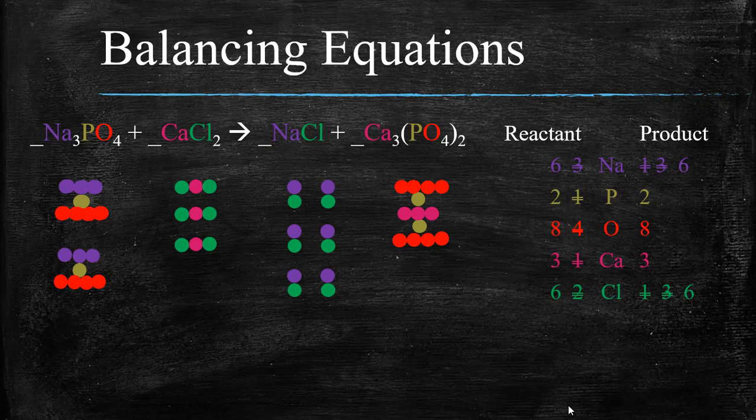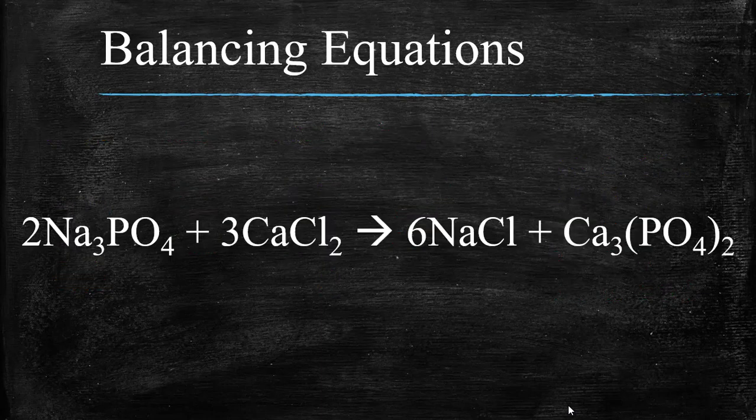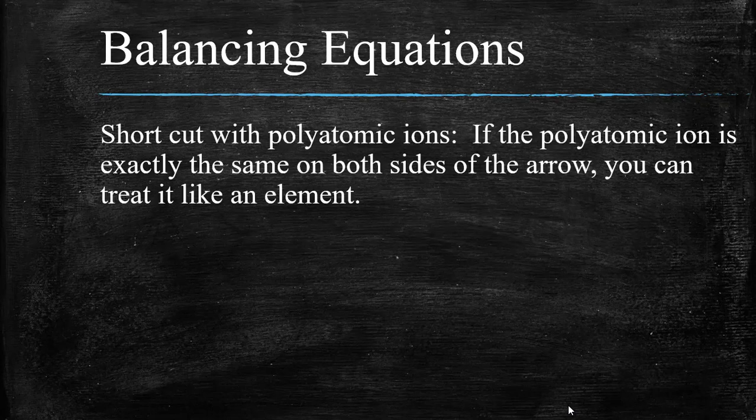I am balanced. It took me 2 sodium phosphates, 3 calcium chlorides, 6 sodium chlorides, and 1 calcium phosphate. And so I would write it this way. Parenthetically, if you keep the ones in the reaction, it won't be marked wrong. But this shortcut is valid only if the polyatomic ion is exactly the same on both sides of the arrow. Then you can treat it like an element.